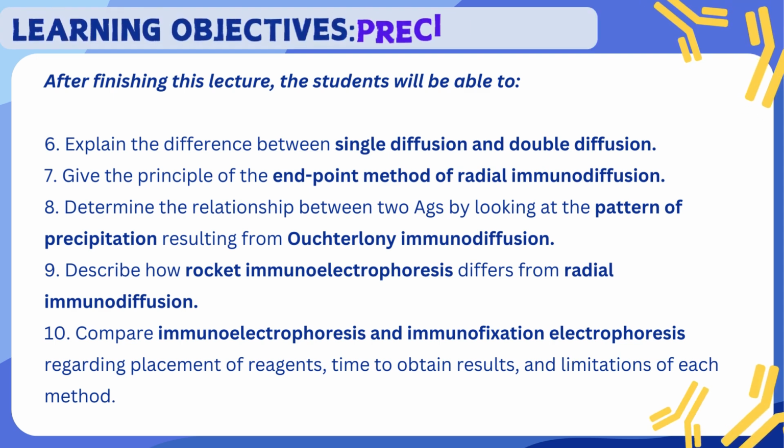And sixth, explain the difference between single diffusion and double diffusion, followed by seventh, give the principle of the endpoint method of radial immunodiffusion. Eight, determine the relationship between two antigens by looking at the pattern of precipitation resulting from Ouchterlony immunodiffusion. Nine, describe how rocket immunoelectrophoresis differs from radial immunodiffusion. And 10, compare immunoelectrophoresis and immunofixation electrophoresis regarding the placement of reagents, time to obtain results, and limitations of each method.